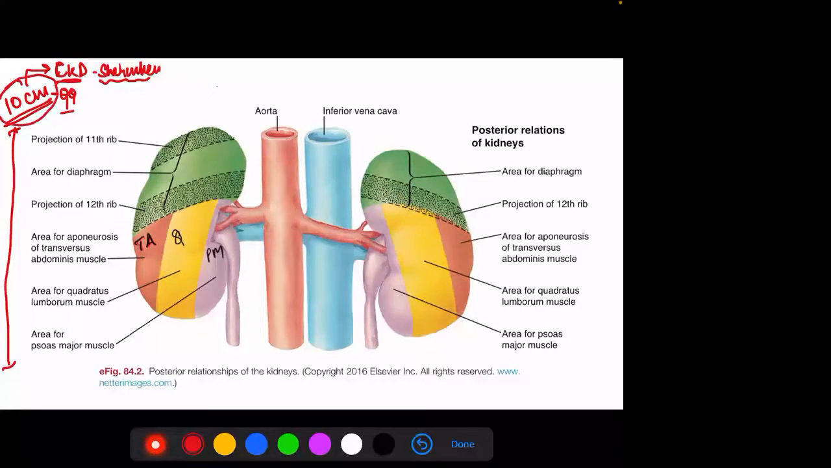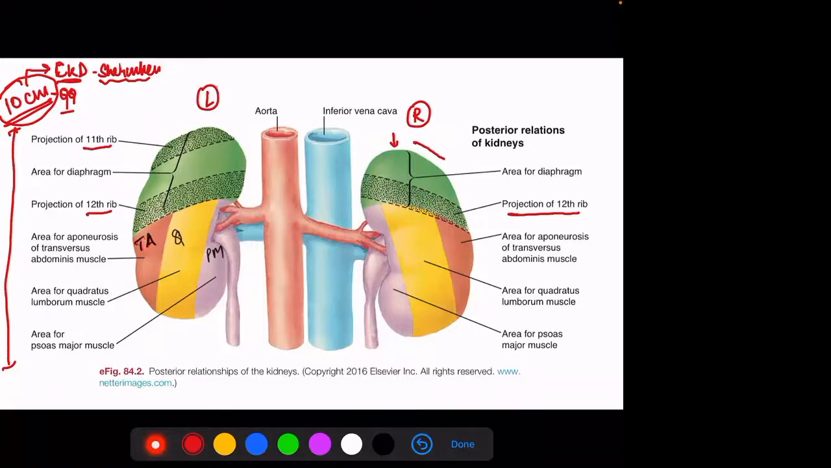Another important point about the kidney: this is right, this is left, and we see the patient from behind. The right kidney is a little bit lower than the left. So the right kidney is associated only with the 12th rib, while the left kidney is associated with both the 11th rib and the 12th rib.